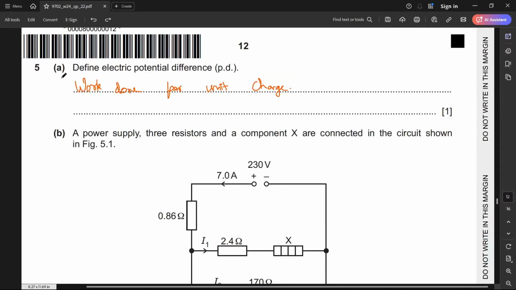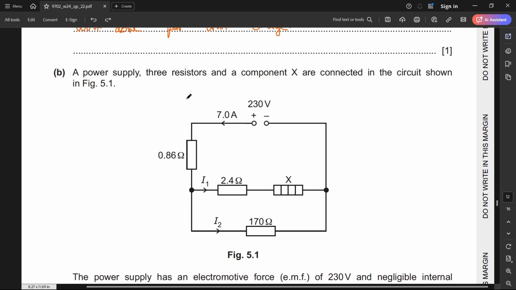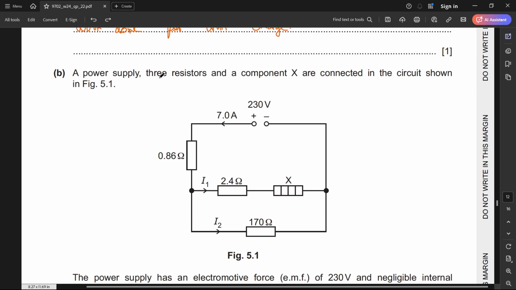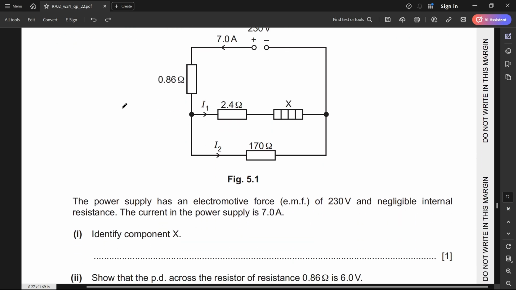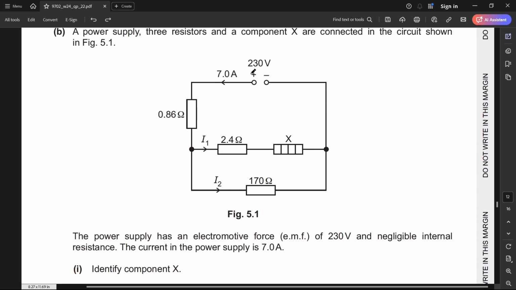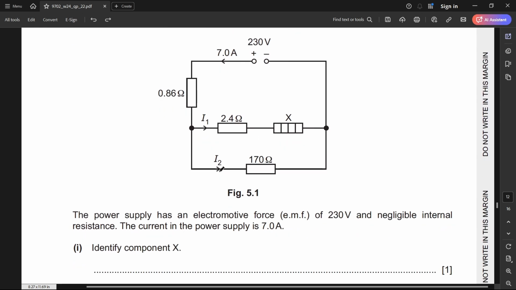Now for question 5 part A, we are asked to define the electric potential difference, which is the amount of work done per unit charge. Then we are given a power supply, three resistors and a component X, which is a heater, as we can see from the circuit diagram. The power supply has an electromotive force of 230 volts and negligible internal resistance. The current in the power supply is 7 amperes. Identify the component X, so it is going to be our heater.